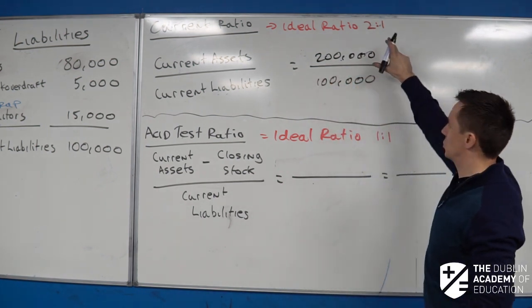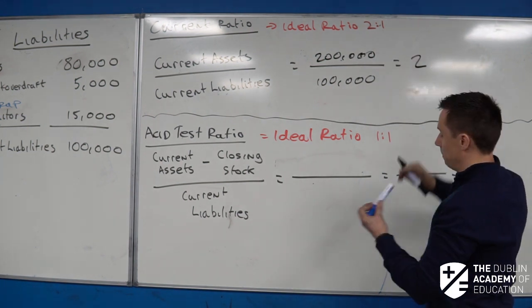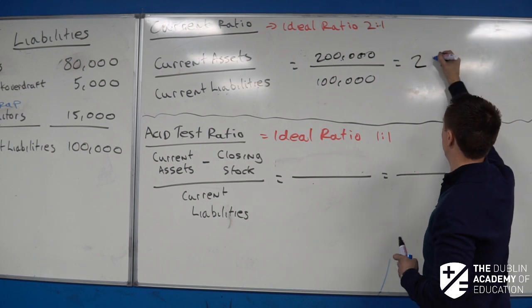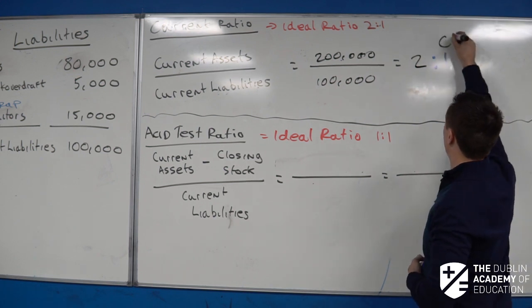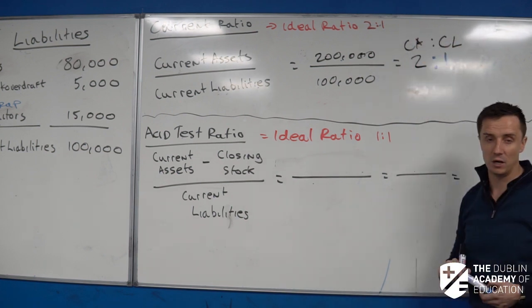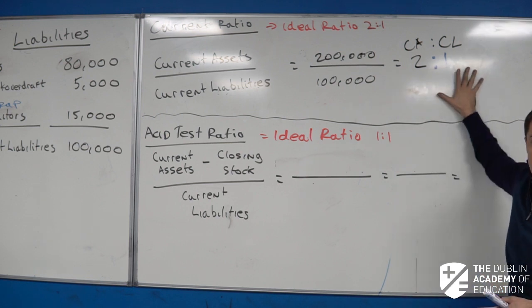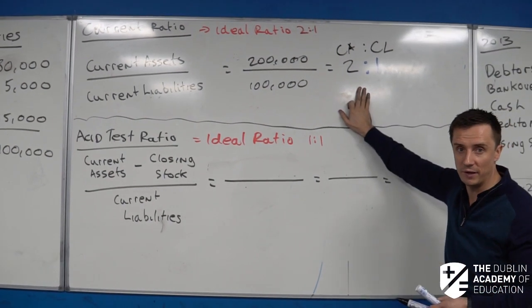Now, 200,000 divided by 100,000, the answer that's going to pop up there is 2. Your job in the Leaving Cert is to put that as a ratio of 2 to 1. And what that tells us, right, is that for every euro the business owes, they've got €2 in assets. That's their current liabilities. Okay, now that's the ideal ratio. This business is flying. Ideal ratio 2 to 1, they've hit that, perfect, okay?